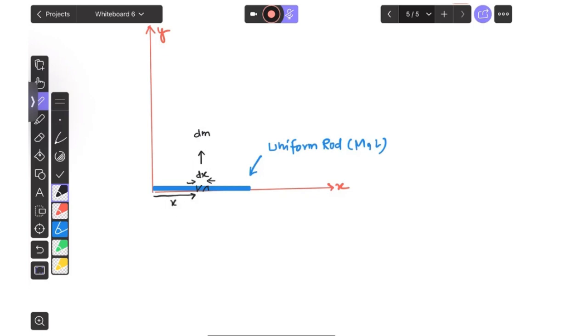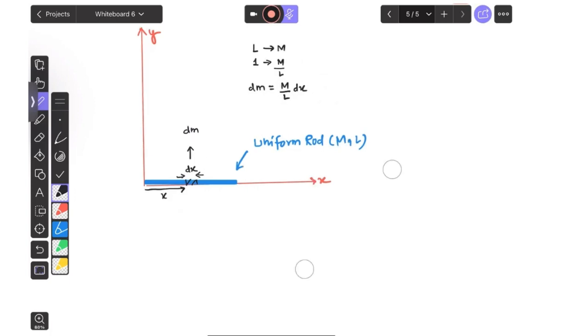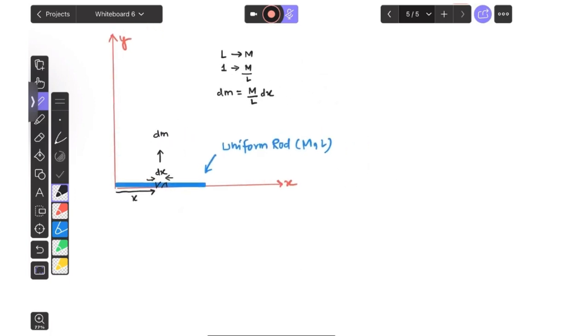Since mass is uniformly distributed over a length, we could write that for length L the mass is m. So for unit length the mass is going to be m by L. So the mass of the thickness dx will be m by L into dx. So like that we have got an infinite number of point masses.